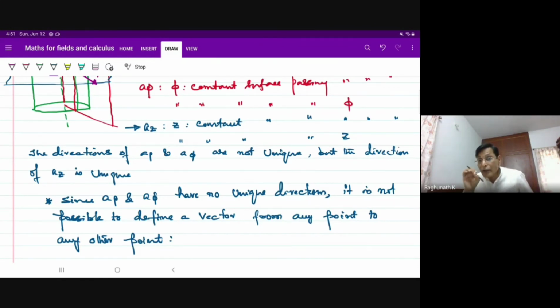But there we gave a statement. On any phi plane, phi is equal to constant plane, if I have two points, I can represent the vector from one point to the other using the radial component, because it is a straight line.